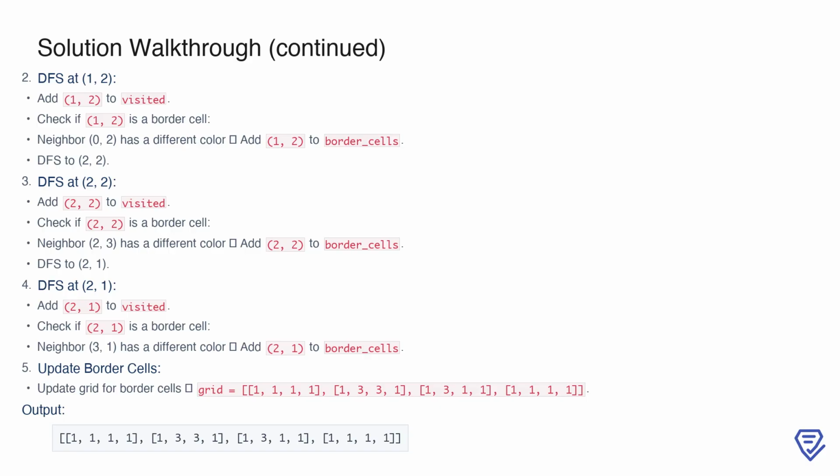At this cell, we repeat the process. It is added to visited, and since one of its neighbors, 3,1, has a different color, 2,1 is also identified as a border cell. With the DFS complete and all border cells identified, we proceed to update their colors in the grid. The final grid, after recoloring the identified border cells to 3, is 1,1,1,1,1,3,3,1,1,3,1,1,1,1,1,1.